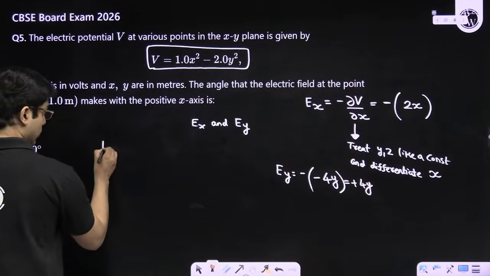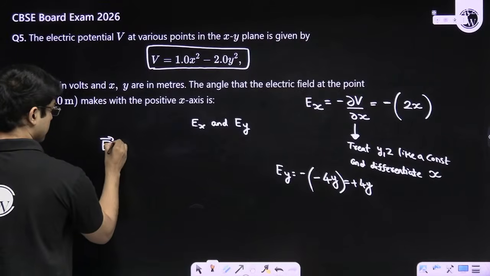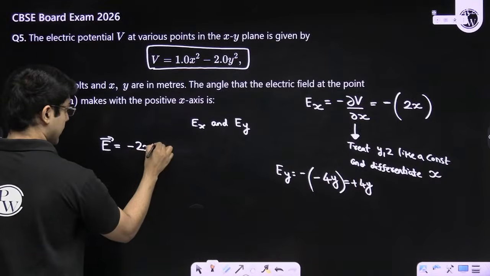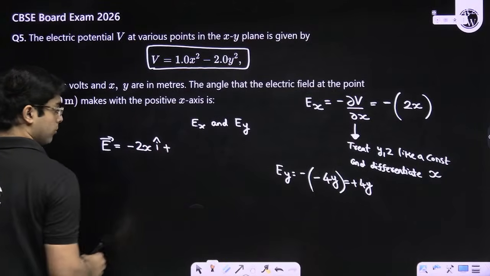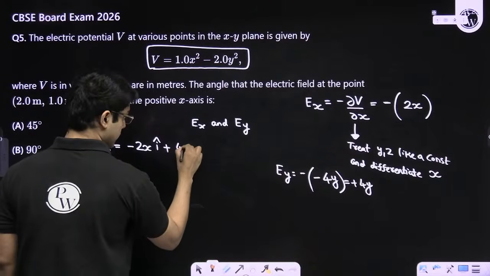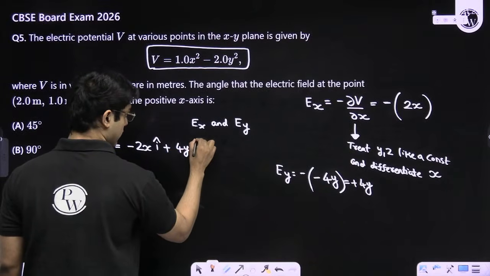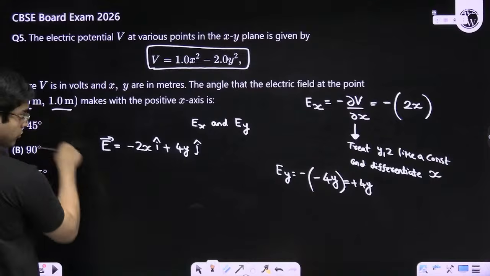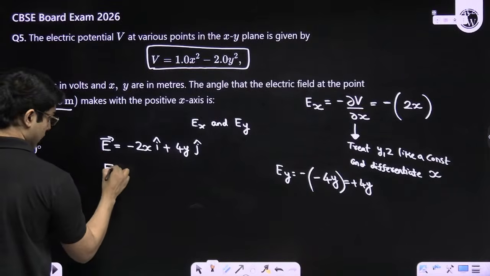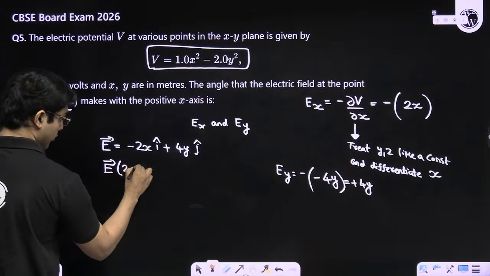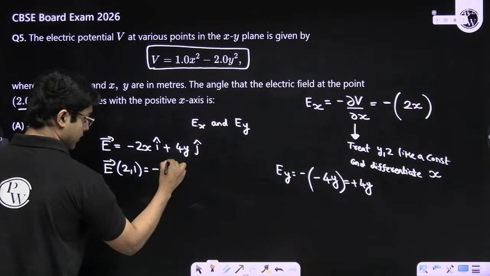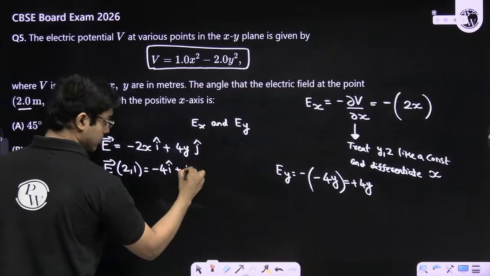So if you want the total electric field, it will be minus 2x, this is the x direction component, and plus 4y, this is the y direction component. Now they have given a point 2, 1, so you have to put it here. So electric field at the 2, 1 point, instead of x put 2, which is minus 4i, and instead of y put 1, which is plus 4j.